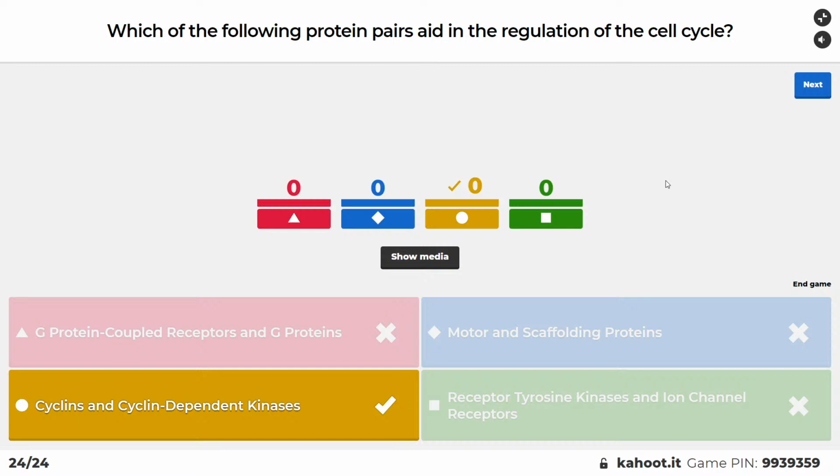Receptor tyrosine kinase and ion channel receptors. The receptor tyrosine kinases and the ion channel receptors are both receptors that are involved in signal transduction pathways. Both of them will be hanging out on the edges of the cell to bring in ligands and stuff. So they're not involved in mitosis at all, really. And the same thing with the G protein coupled receptors and G proteins. Those are also involved in signal transduction and not in mitosis or interphase.